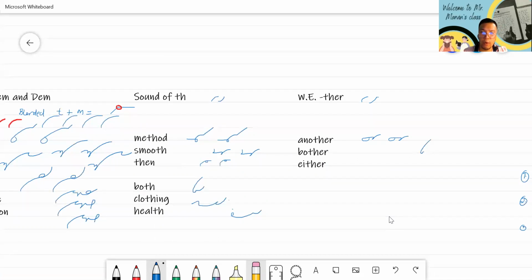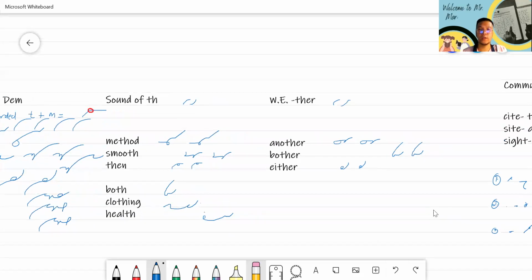Just like the same with both: B, O, and then under if for bother. Either: E and then under if. So let me write it again. E, and then the under if. All right, it's either.